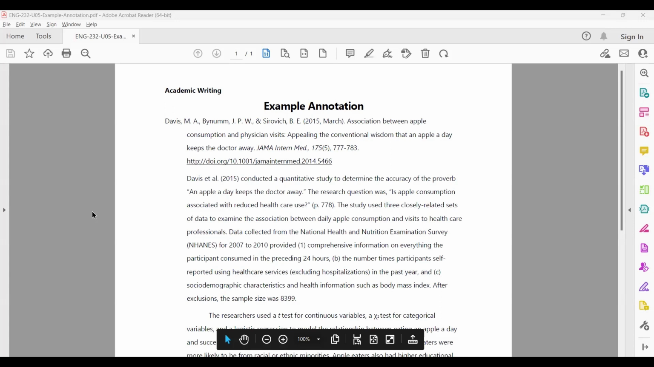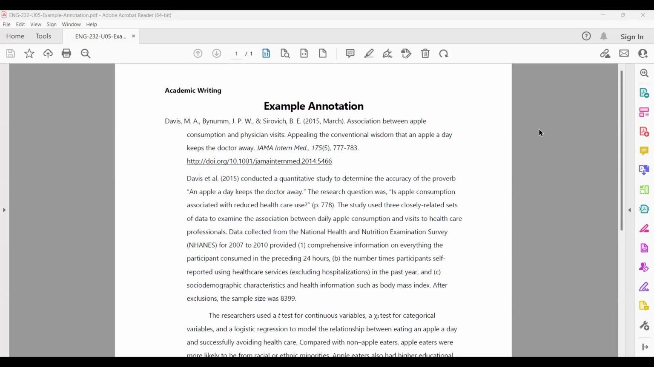So once we have marked up the article, we go through and we look at all the things we circled and underlined and all the notes we wrote in the margin, and then we write an annotation.